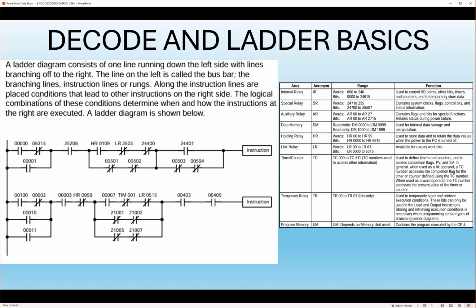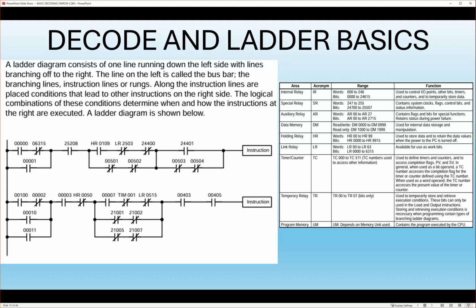Along the instruction lines are placed conditions that lead to other instructions on the right side. So our logic follows from left to right. The logical combination of these conditions determine when and how the instructions at the right are executed. And this kind of shows that. So you've got different instructions here, right?